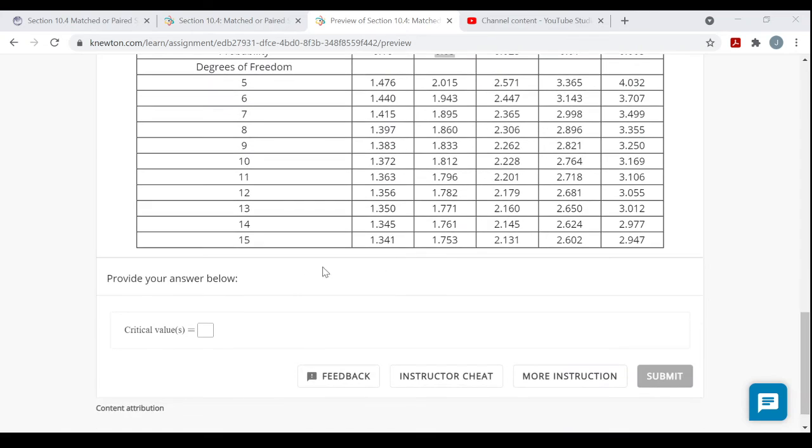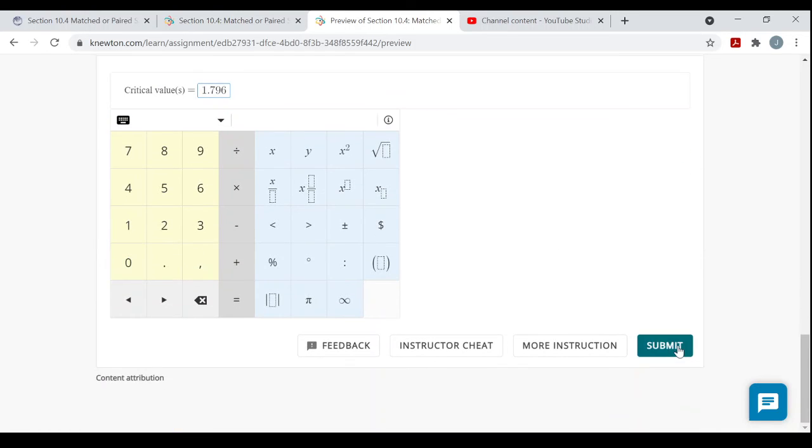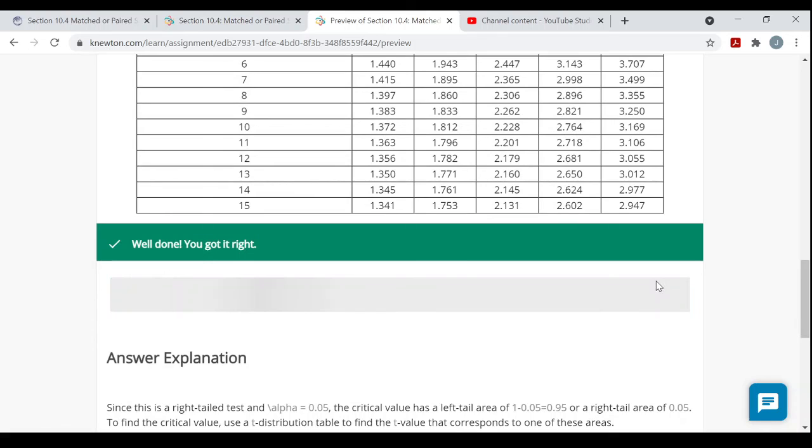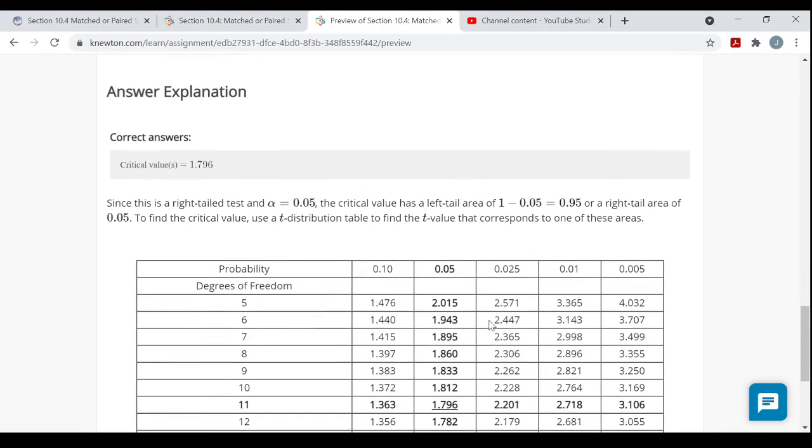So back here, what's the critical value I'm finding from this table? 1.796. And that's the same thing I looked at when I read the table, right?